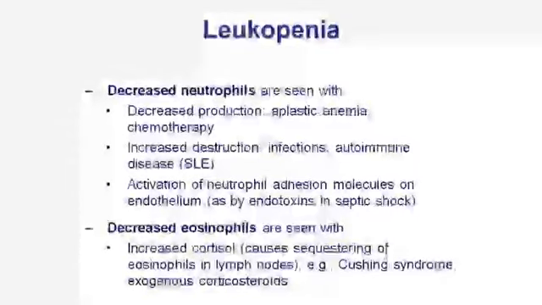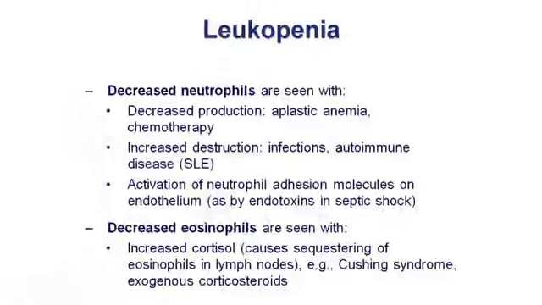Again, the suffix penia means decreased in the blood. So, why would you have a decrease in white cells in the blood? Well, with neutrophils, it can be associated with decreased production, such as aplastic anemia, which they like, and chemotherapy. It can also have increased destruction from infections and autoimmune diseases like lupus.